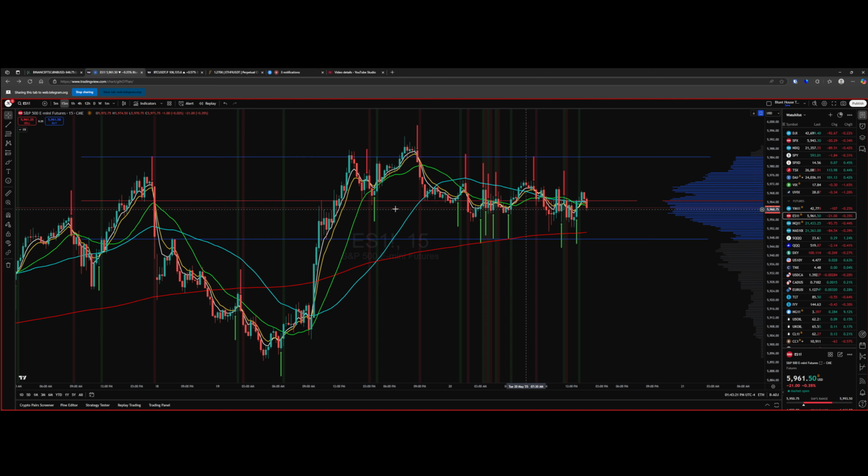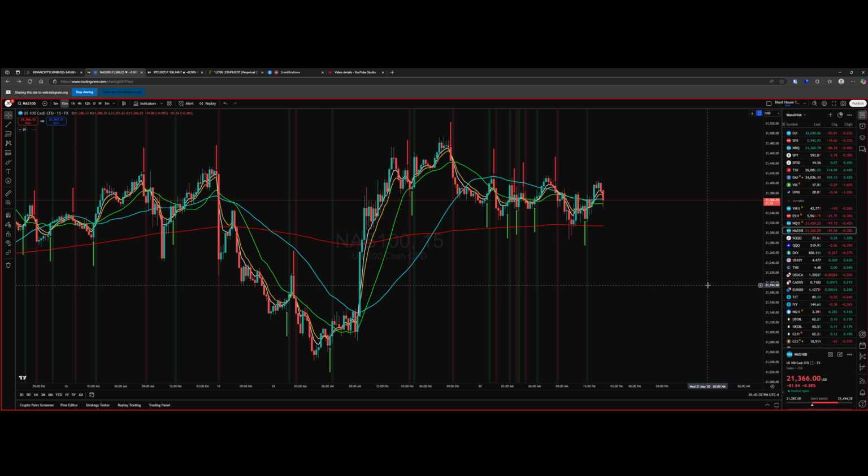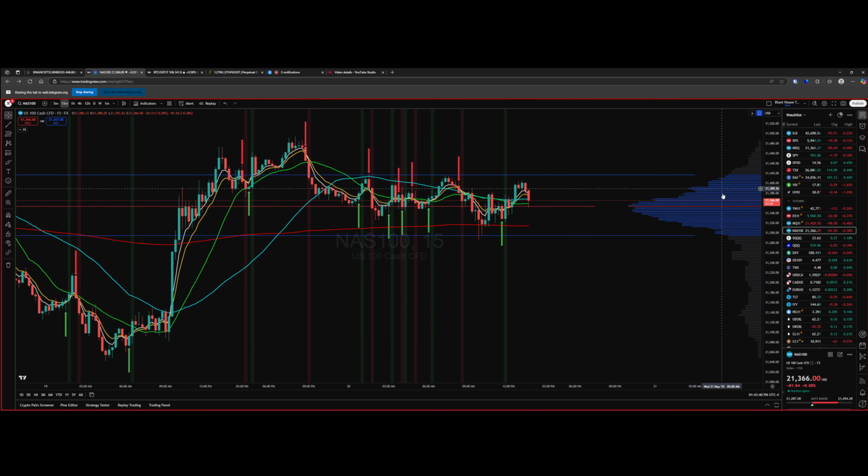So what we have on the indexes? This is ES, which is the contract for the S&P 500. This is the Nasdaq 100 because it trades in real time. I can chart it in real time here. This is some pretty choppy trading, and you can see that choppy trading is happening along this shelf.